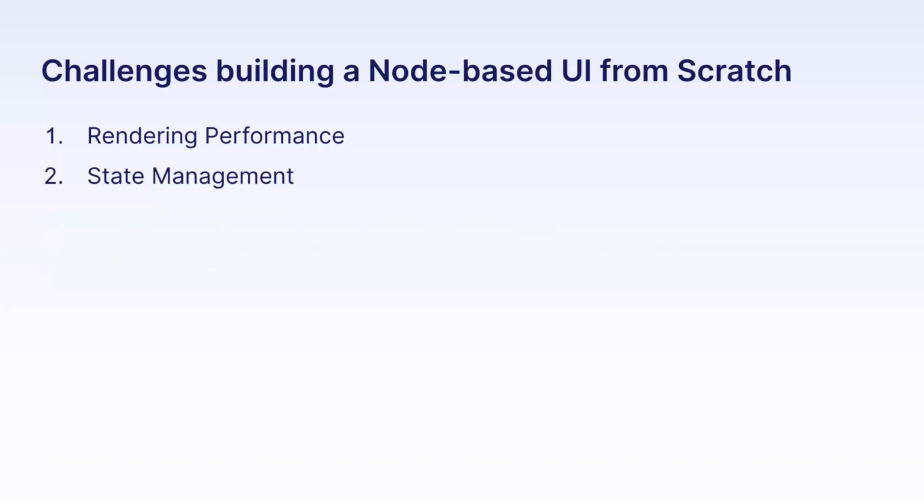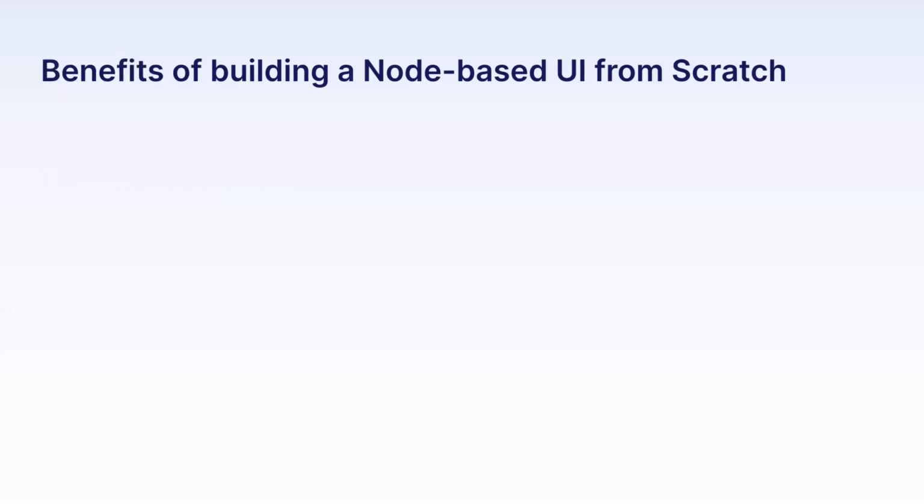The second was state management. Keeping track of the state of the node-based UI, including the positions, properties, and connections of the nodes, would require a robust state management system. The third was drag and drop interactions. Implementing responsive drag and drop interactions for nodes would require handling mouse and touch events, calculating positions, and updating edges in real time.